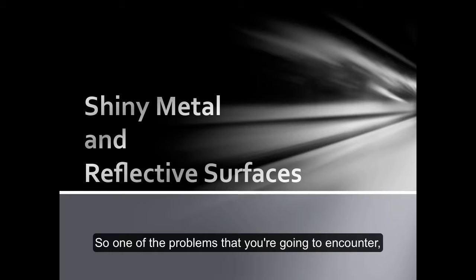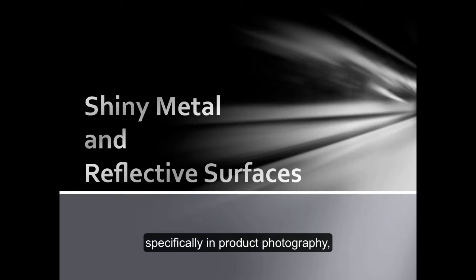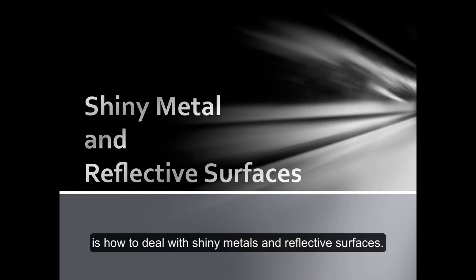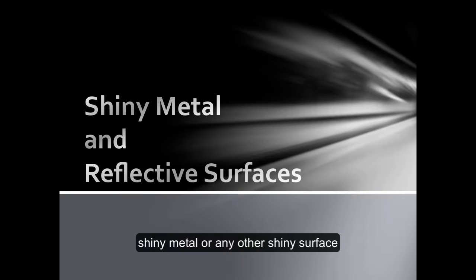So one of the problems that you're going to encounter, specifically in product photography, is how to deal with shiny metals and reflective surfaces. So we're going to learn how to hopefully prevent shiny metal or any other shiny surface from producing a glare in your camera lens. And it's all about the angles.